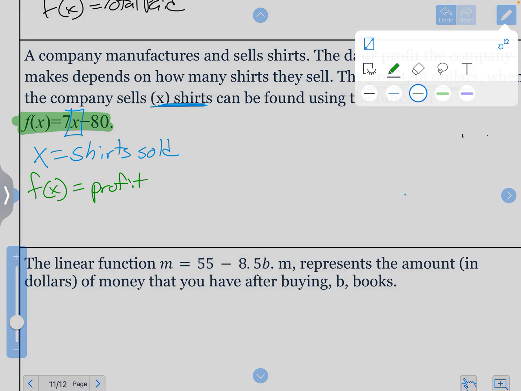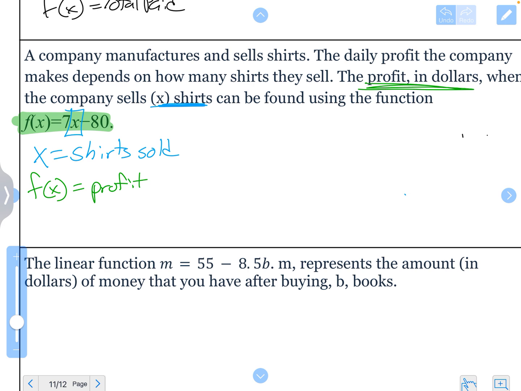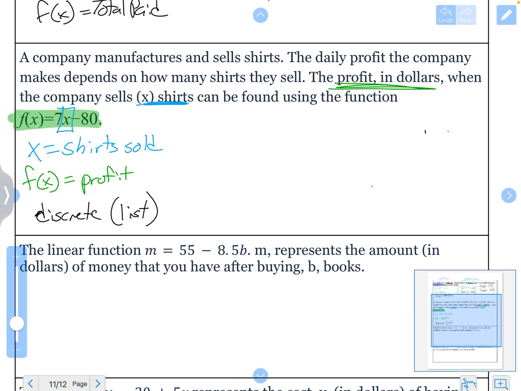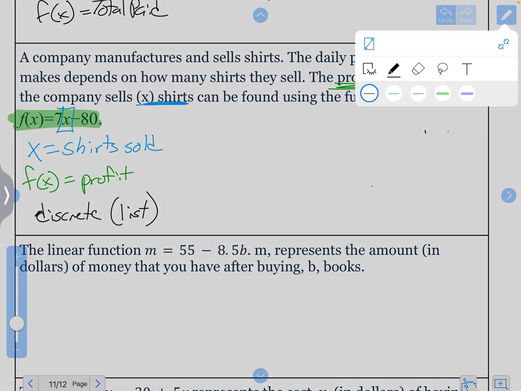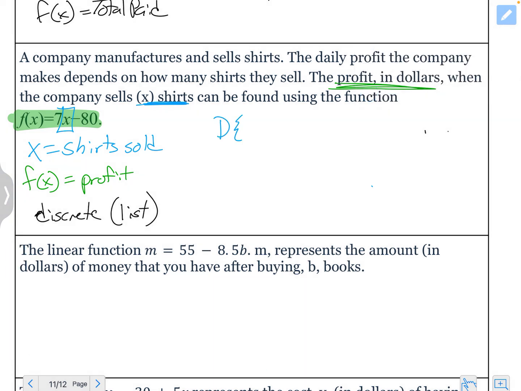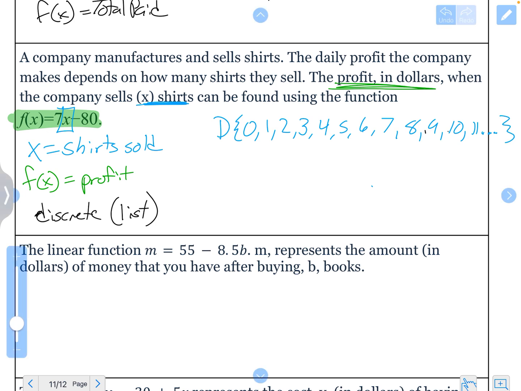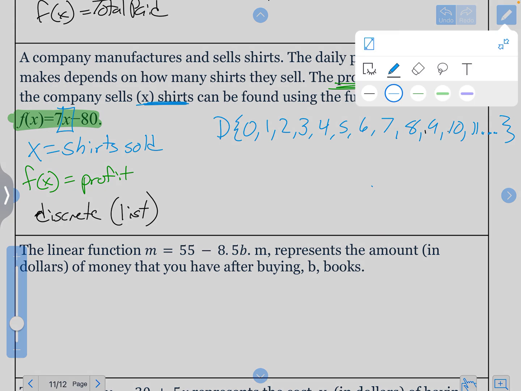So we have to ask ourselves, can they sell half of a shirt? And the answer is no. No one's going to buy a shirt cut in half. So this is going to be discrete. And if it's going to be discrete, that means we're going to list out the values. So this one did not give us they make between this many and that many shirts. So our domain is going to be, they can sell 0 shirts, 1, 2, 3, 4, 5, 6, 7, 8, 9, 10, 11, and I'm going to put a ... because they could sell over 1,000 shirts depending on what kind of company it is.